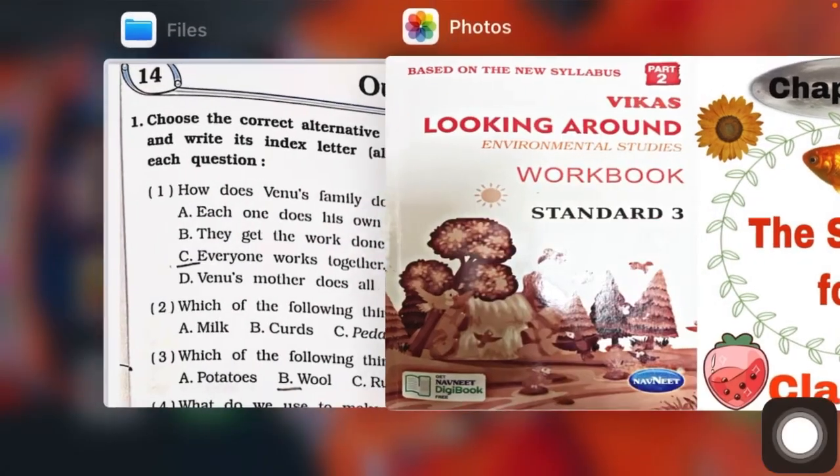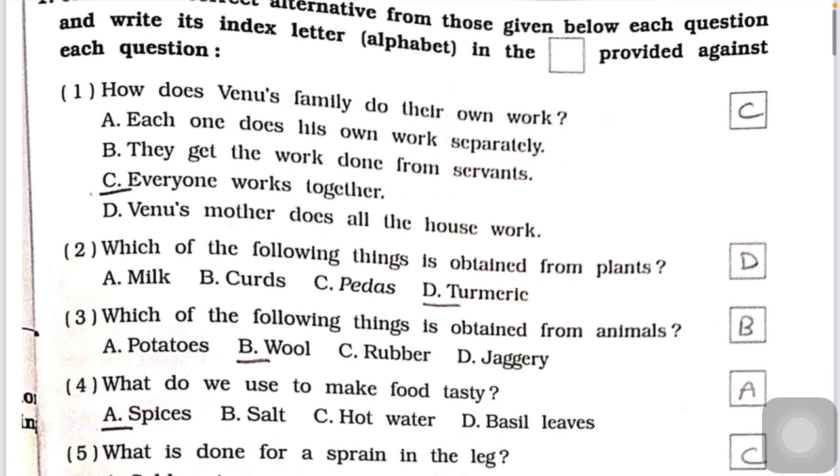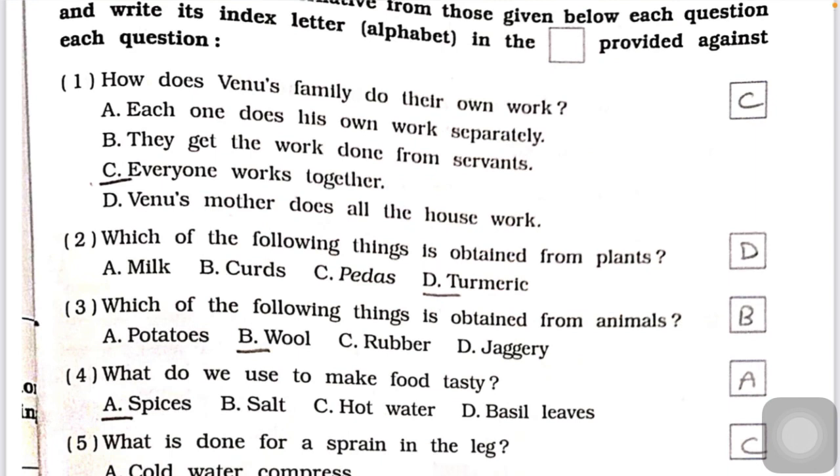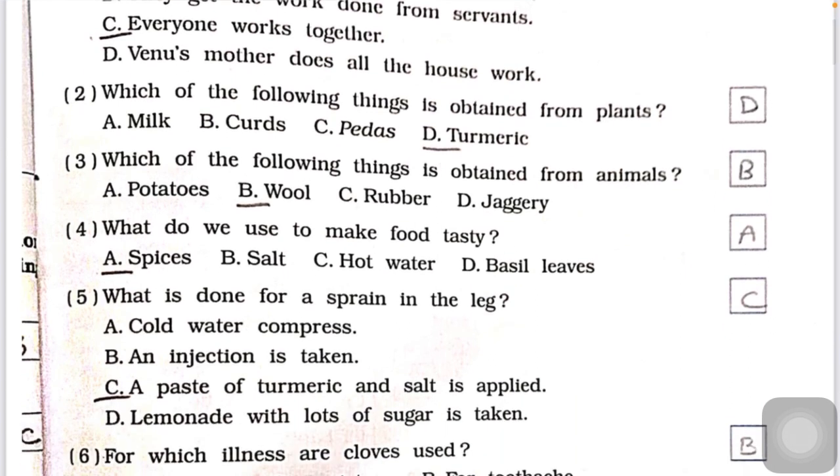Choose the correct answer from the following MCQs. How does the Venu family do their work? So we can say that everyone works together. Option number C. Which of the following things is obtained from plants? Milk we obtain from animals, curds, peras are from animals, and turmeric is obtained from a plant. So we can say option number D. Which of the following things is obtained from animals? Wool. Option number B. We collect wool from sheep. So that is wool.